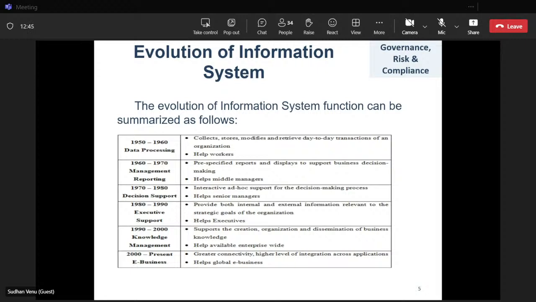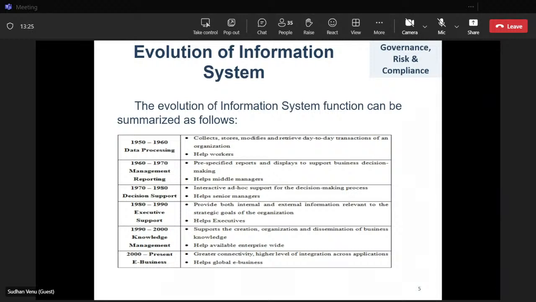In the 1980s and 1990s, that is for executive support, and they provide both internal and external information relevant to the strategic goals of the organization. It deals with the executives, which means the executive people will be handling the internal and external information relevant to the business perspective, and how the business is going to evolve from mission to vision. So everything gathers all the information in the 1980s and 90s at the executive support level.